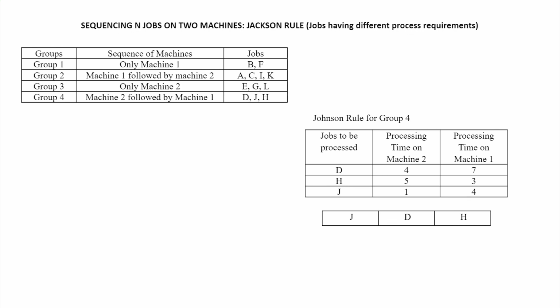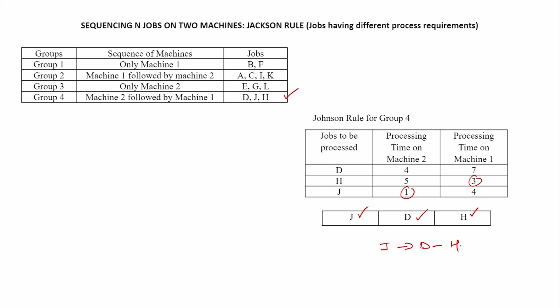In the same way, let us find the optimal sequence for the group 4 category of jobs. There we have 3 jobs available: D, J and H. We have taken the processing times from our original slide and can find the minimum time here, which is 1, under the machine 1 column. So, process it as early as possible. Then the next minimum is 3, so do it as late as possible. The remaining is D. So, my optimal sequence is J, D and H.